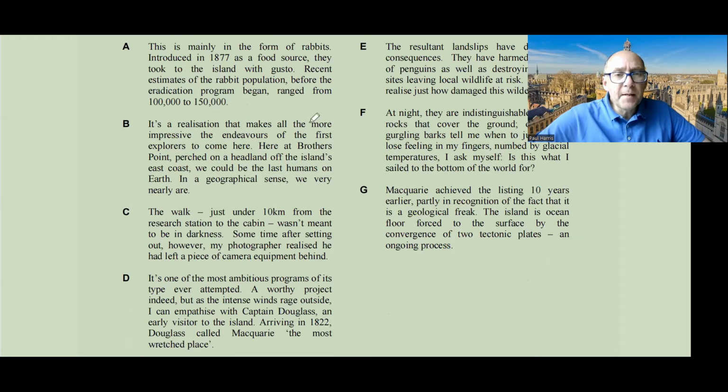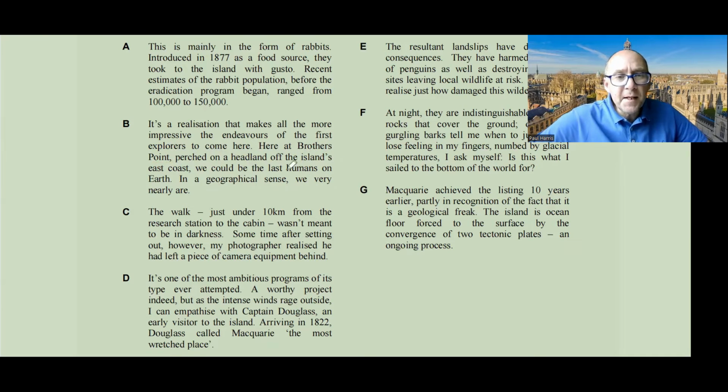"It's a realization that makes all the more impressive the endeavors of the first explorers to come here. Here at Brothers Point, perched on a headland off the island's east coast, we could be the last humans on Earth. In a geographical sense, we very nearly are." Okay, so what is this about? We could probably say here that it may well be about the island that they're on, this Macquarie Island. Brothers Point looks like a part of this island, and we can see it's on the east coast of this island.